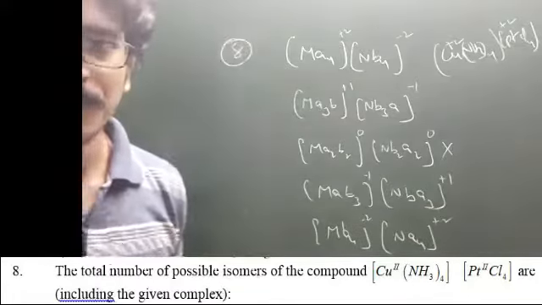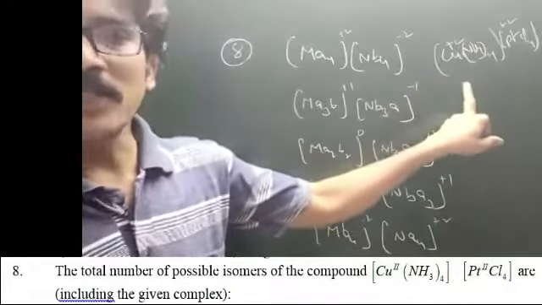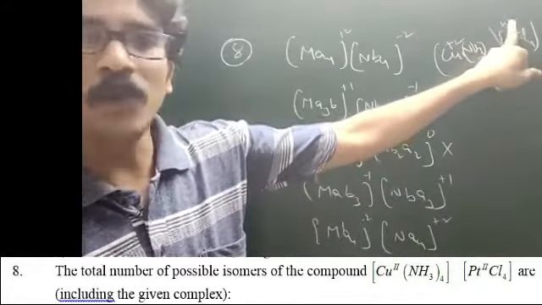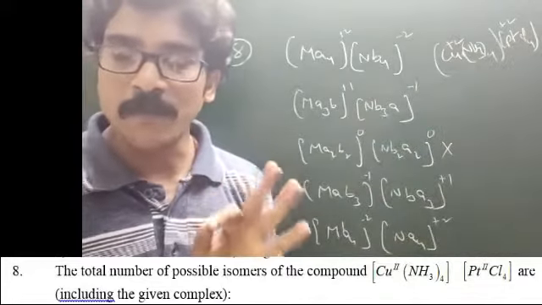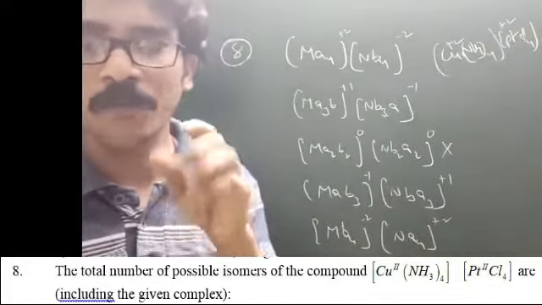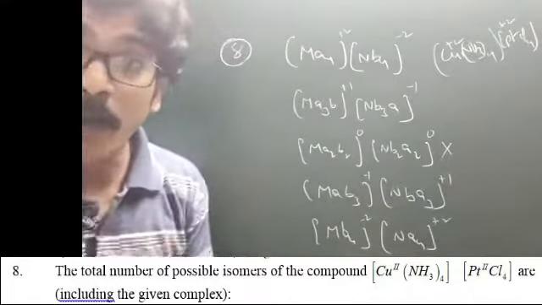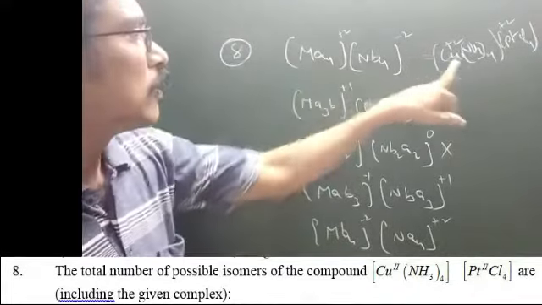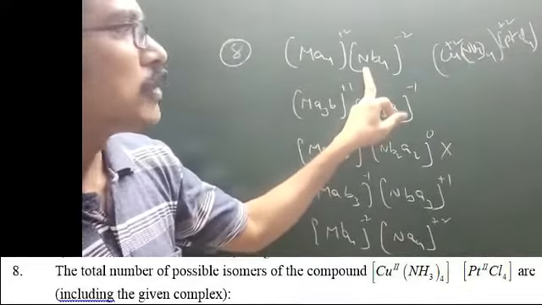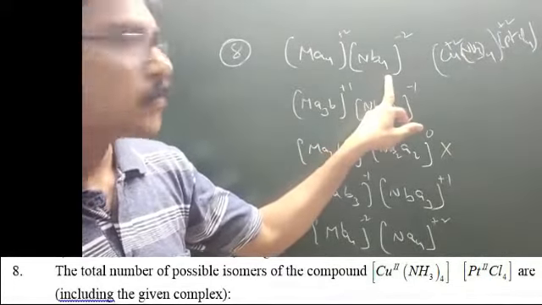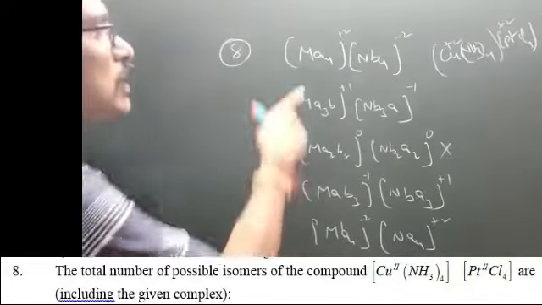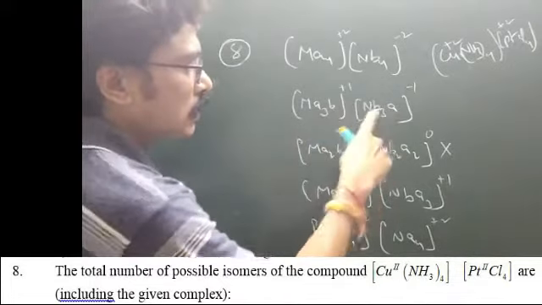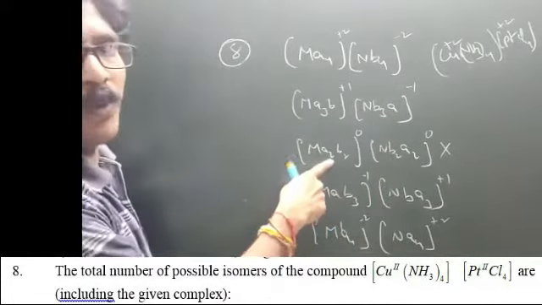Question number 8. The complex type given is [Cu(NH3)4]2+, [PtCl4]2-. In this type of complex, how many possible isomers are there? This is the type MA4, this is the type MB4. If this is a positive charge, there must compulsorily be a negative charge. This is the type Ma2B2.